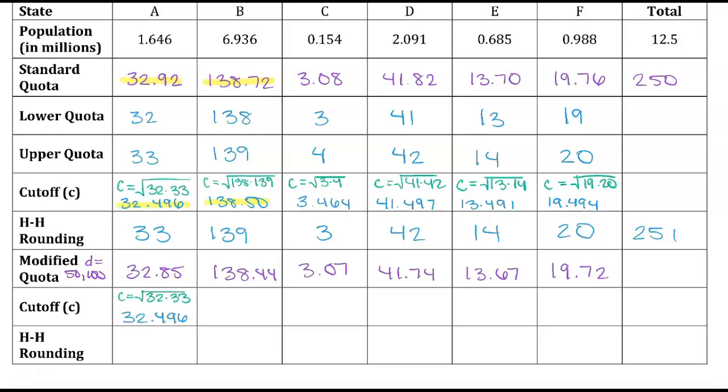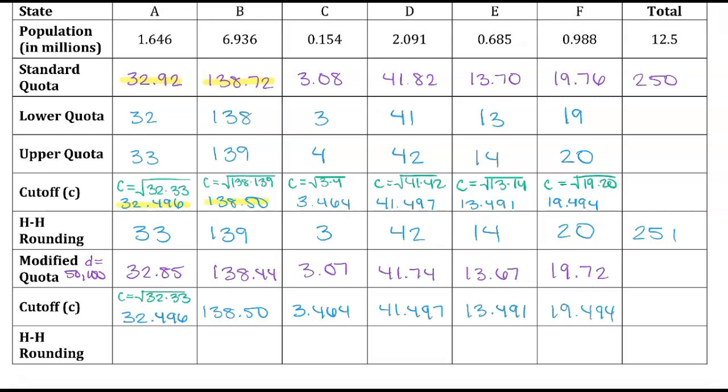32.496. The reason we have the same cutoff value is because both the standard and modified quotas are between 32 and 33. We have the same situation with State B. Our quota is still between 138 and 139, so our cutoff value is still 138.50. State C, we're still between 3 and 4, so the cutoff is still 3.464, and we can finish in the same way.